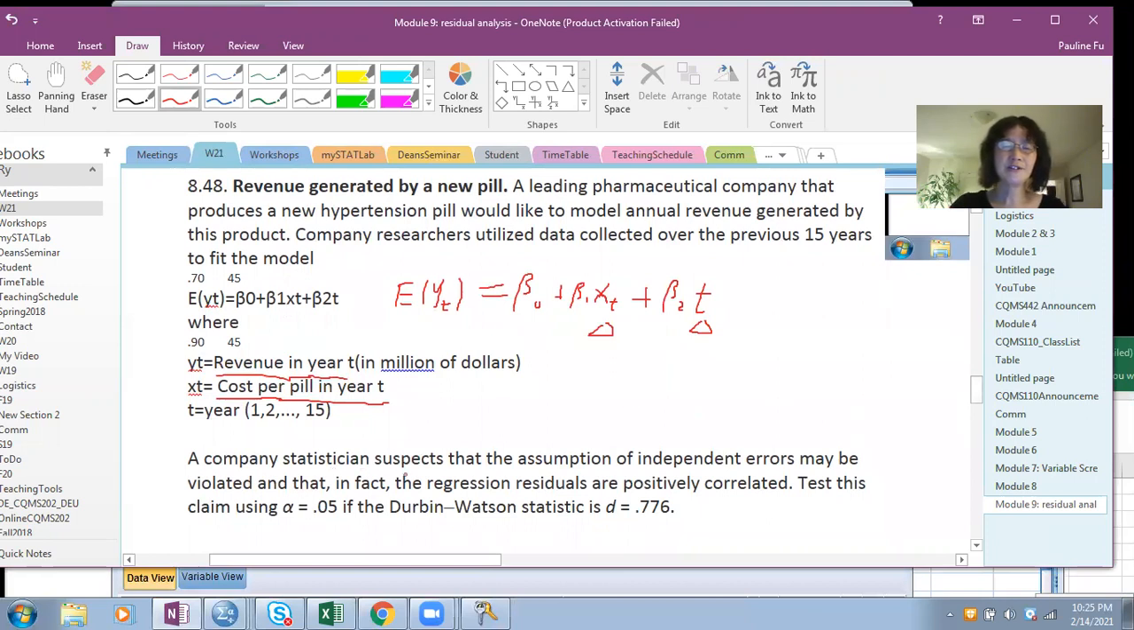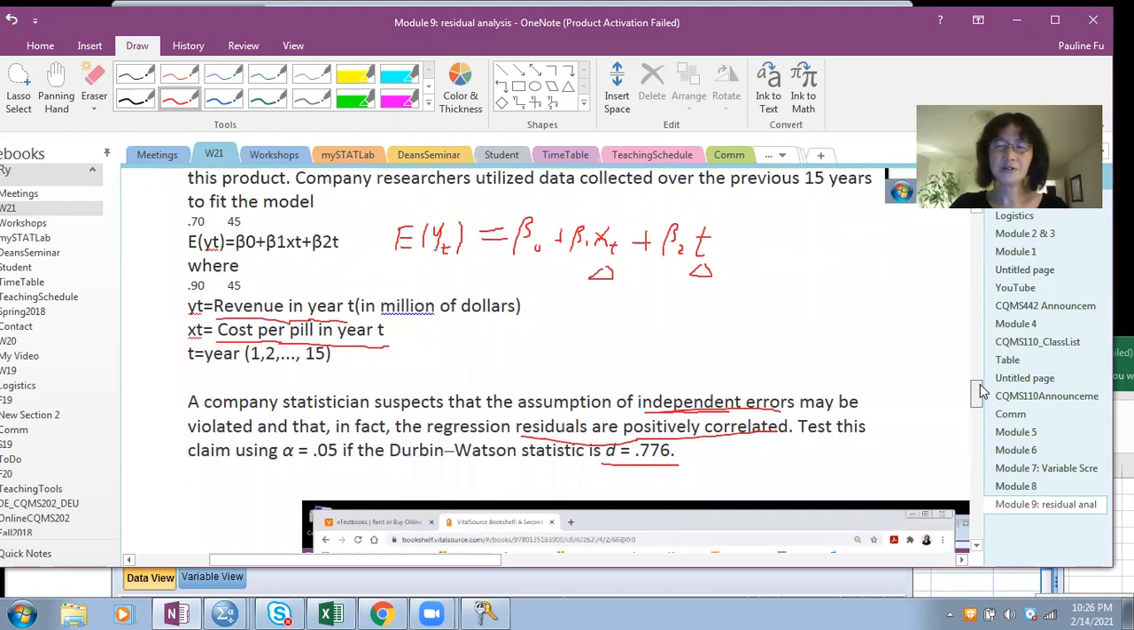So the company statistician suspects that the assumption of independent errors, remember the errors have to be independent, that is one of the assumptions, may be violated and that in fact the regression residues are positively correlated. To test this claim at 0.05 using the Durbin-Watson statistic, D is given as 0.776. So the question here: you are given the Durbin-Watson test statistic D 0.776, and do you believe the residues are positively correlated or not? This is the question.